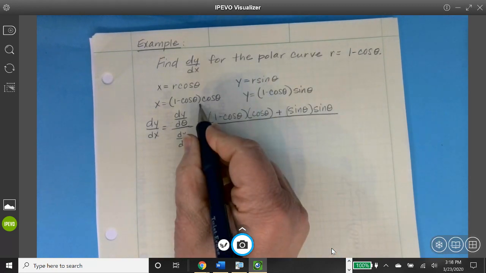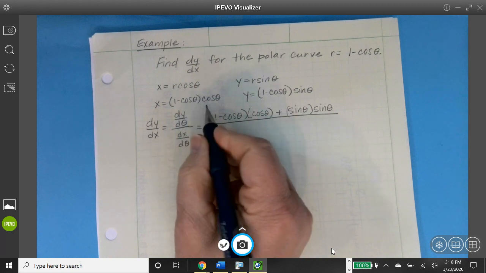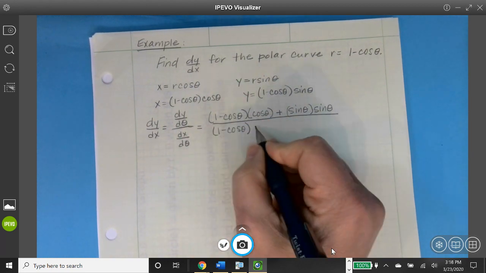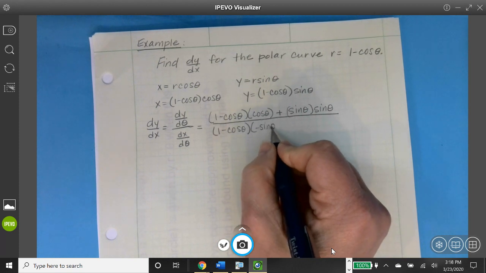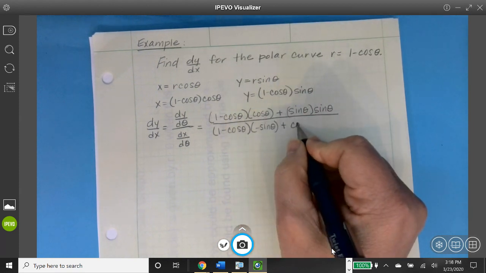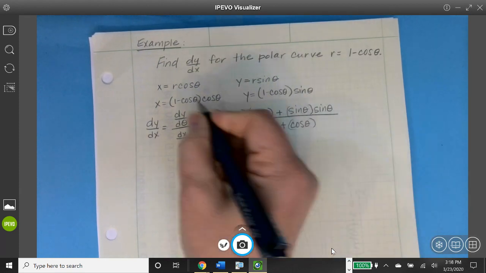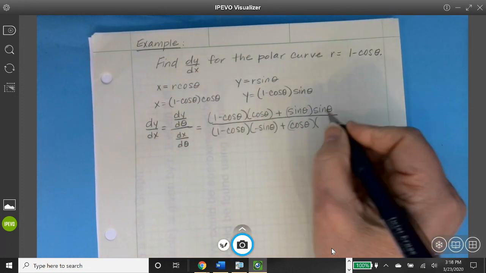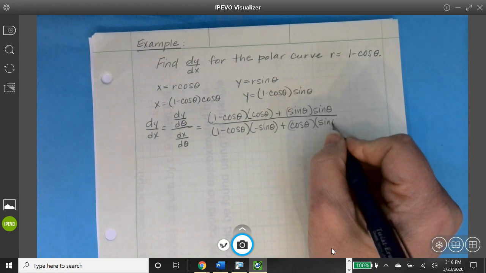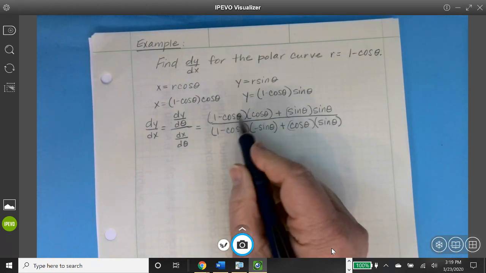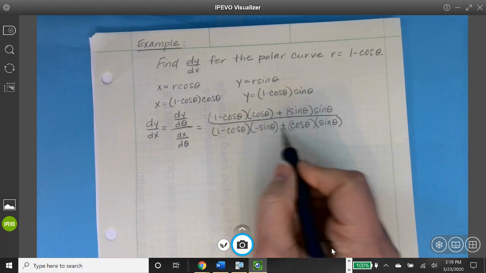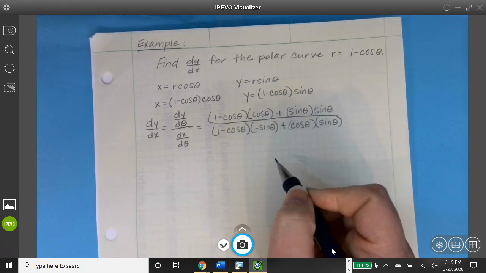And I'm going to do the same thing with x now, except I'm going to use the product rule. So it'll be first, 1 minus cosine theta, d second, which is negative sine theta, plus second, which is cosine theta, times the derivative of the first, which is, again, the derivative of negative cosine is a positive sine theta. All right, now it's tempting to cross these out, but we can't. We just can't because they're part of this addition, and they're not factors.